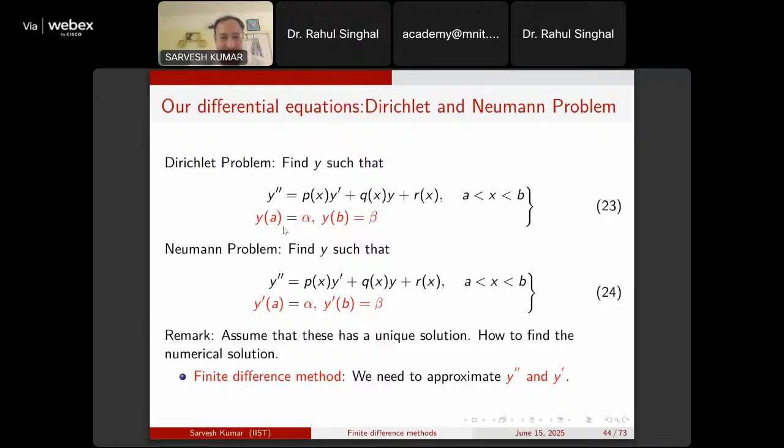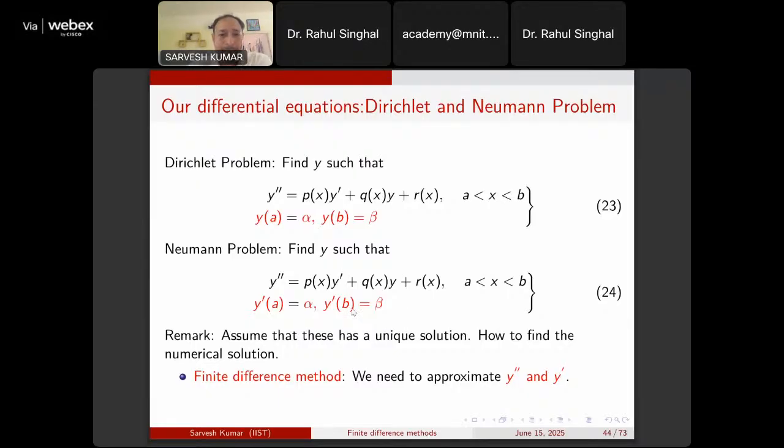That means we have Dirichlet data. And the Neumann problem would be: you do not know y, but you know its derivative, the normal derivative in two dimensions. So you have y dash at a equal to b. That's the problem. Basically, we have to look at how we deal with these two conditions. Once we understand these two, the others are just extensions. Your Robin boundary condition or mixed boundary condition is just an extension of this. If we understand how to handle Dirichlet data and Neumann data, then the rest is just an extension, nothing else.